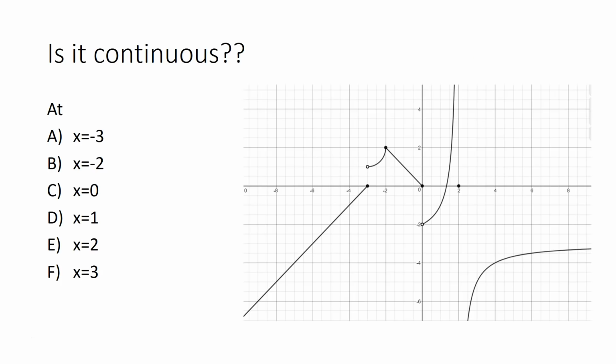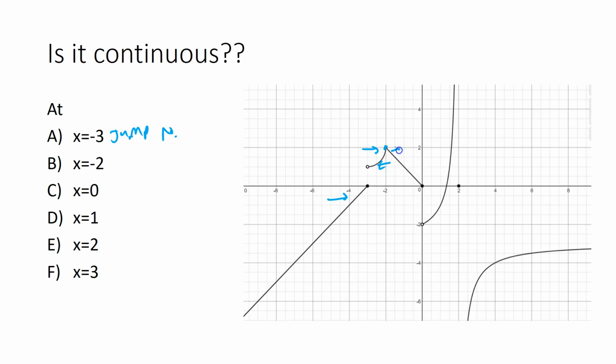All right, so continuous at a bunch of different points here. This is our piecewise function. So at x equals negative 3. 1, 2, 3. Nope, it's a jump. Jump discontinuity, so no. Remember, we're checking the left side and right side limits and seeing if they're the same. From the left side, we're approaching 0. From the right side, we're approaching 1. Not the same.